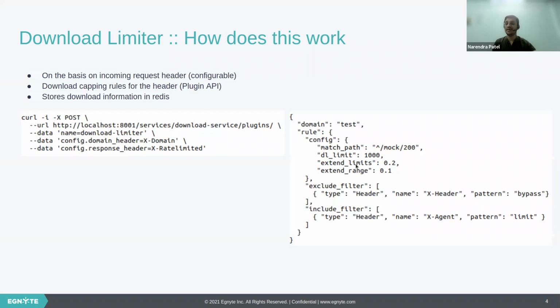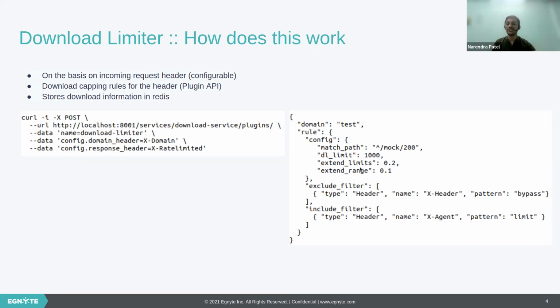This is extend limits for weekends. We have provided 0.2, which is 20% of your download limit, that is approximately 200 bytes of your 1,000 bytes. So on weekends, after 1,000 bytes get exhausted, you still have 200 more bytes allowed. You can even cap it up to one as well, if you want to provide 100% extension on weekends.